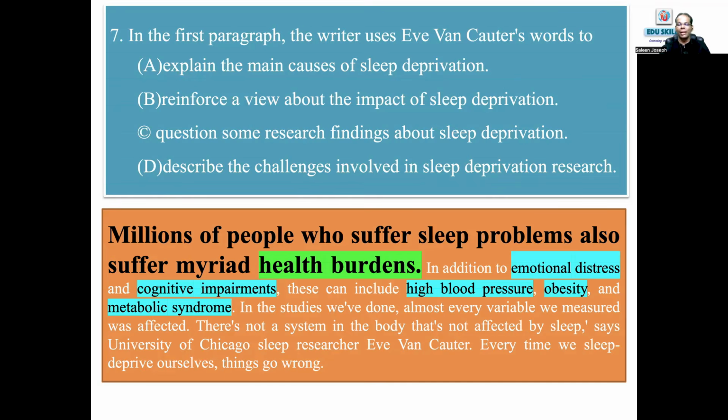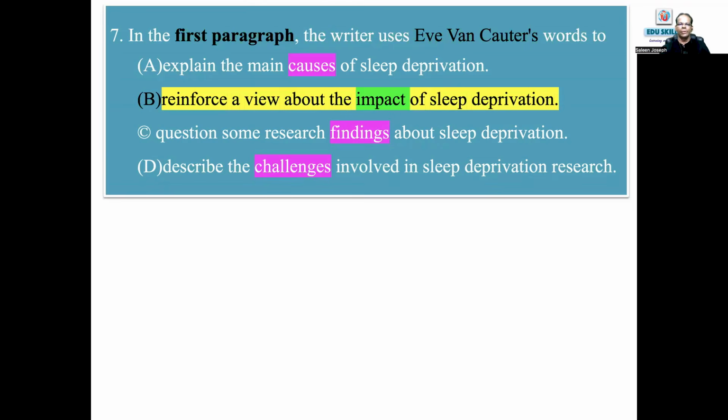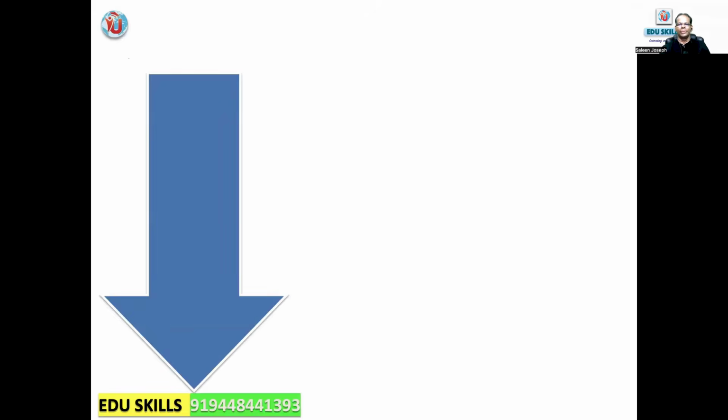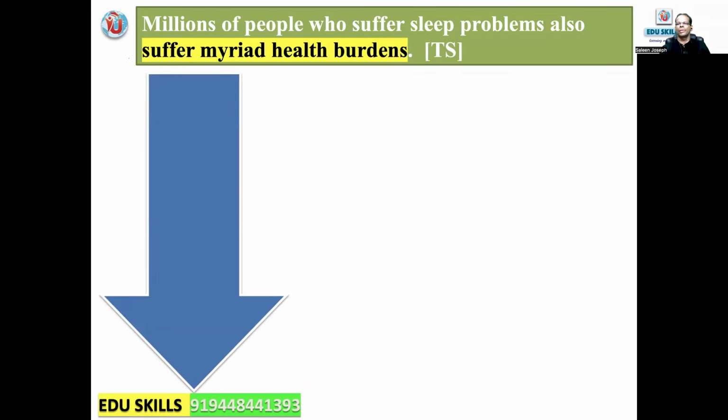That is the paraphrasing of the topic sentence. Every time we sleep deprive ourselves, things go wrong. Millions of people who suffer sleep problems also suffer myriad health burdens or health problems. Okay, let's not bother about the question answer. We'll just go into the structure. Millions of people who suffer sleep problems also suffer myriad health burdens.